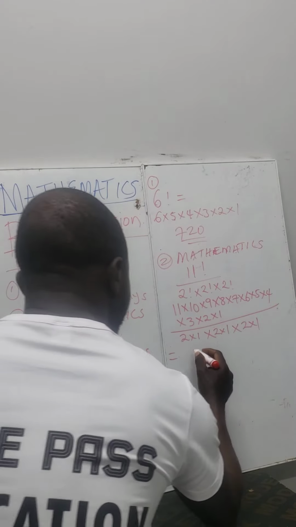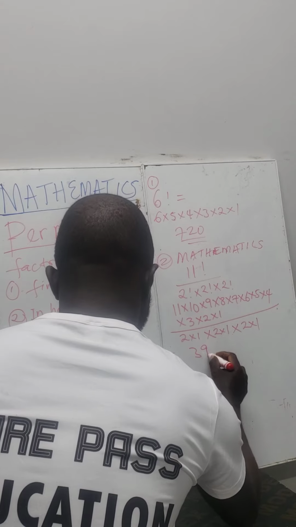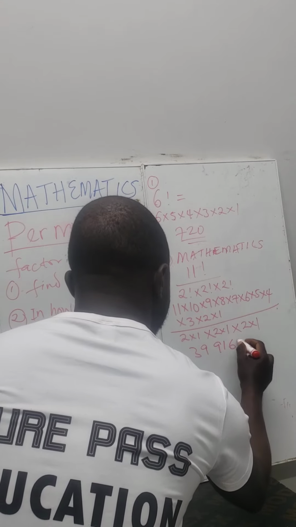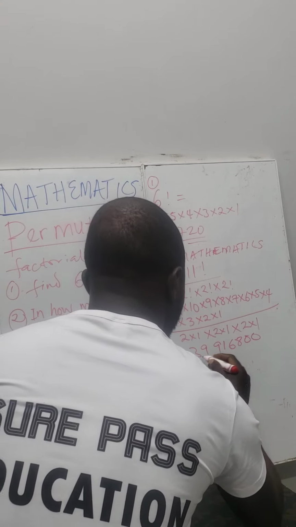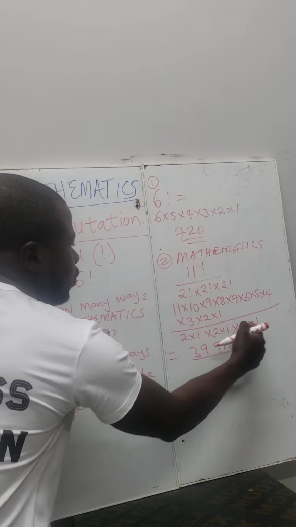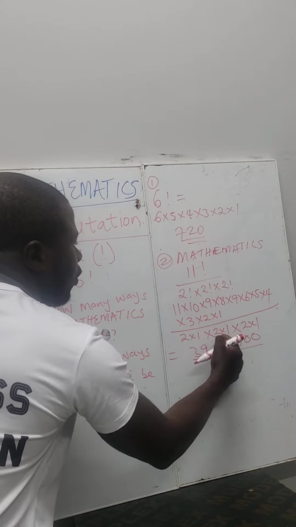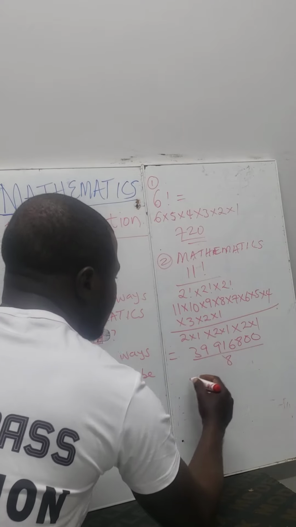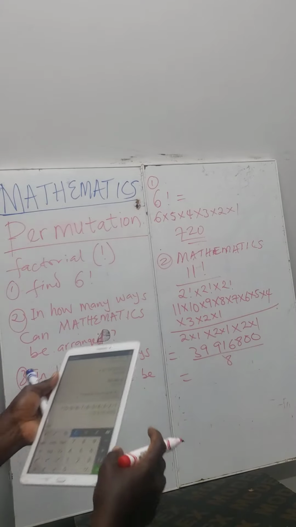The numerator gives us 39,916,800, divided by the denominator. 2 times 1 is 2. 2 times 1 is 2. 2 times 1 is 2. That is 2 times 2, 4. 4 times 2, 8. So what we have here is divided by 8.